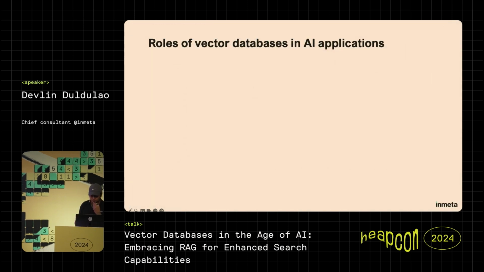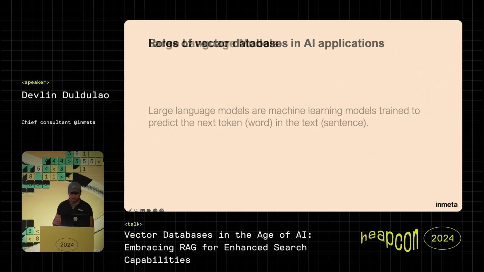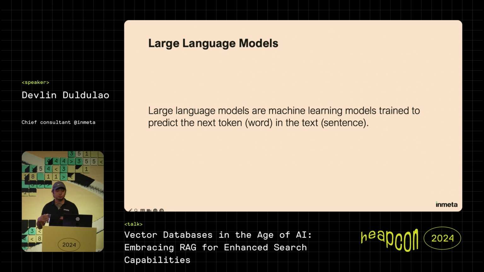So, the roles of vector databases in AI applications. Now we're done explaining what a vector database is. Let's see how it can help AI applications. Just some basic things here: what is an LLM? Large language models are machine learning models trained to predict the next word of a sentence. An LLM doesn't know anything in the data. It's not storing any data. It just scanned the whole internet, and it was trained for that.